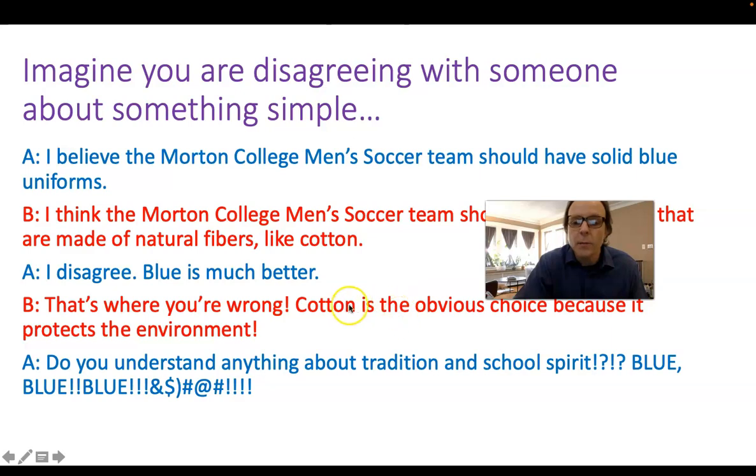And then we might say, what about cotton? Well, I think we should have suede uniforms. That'll be comfortable for the players. So suede versus cotton. Suede's very durable, but cotton's a little more breathable than suede. So we go back and forth, right? But we're arguing on the same page. And that's what we're talking about here with stasis theory.